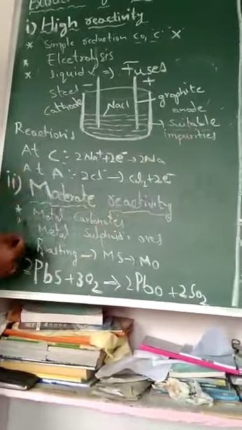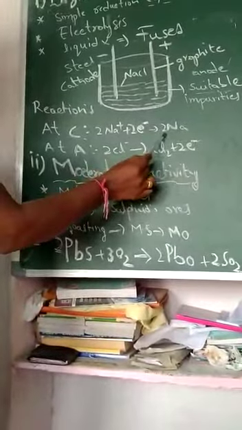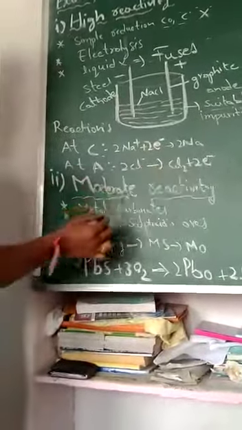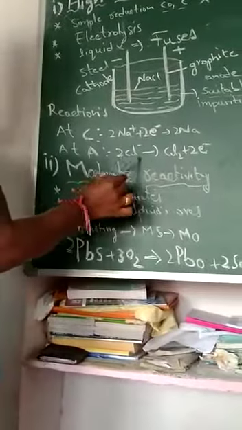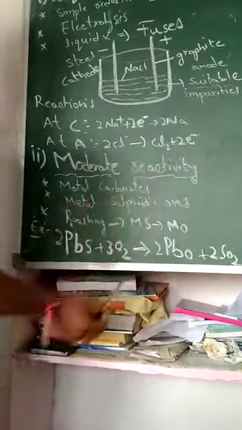The reaction takes place at the cathode: 2Na+ plus 2 electrons gives rise to 2Na. So on this steel plate, Na is deposited. At the anode, 2Cl- anions, after losing 2 electrons, become Cl2.